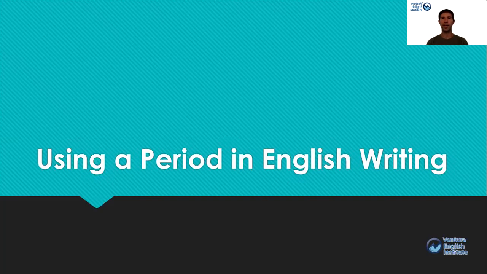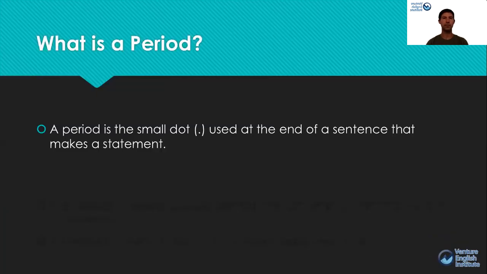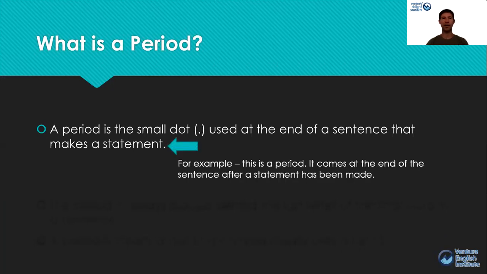Using a period in English writing. What is a period? Well, simply put, a period is just that small dot that we put at the end of a sentence that makes a statement. We use periods at the end of a complete sentence. For example, right here on my slide, I have a period at the end of the first statement as an example of what a period is.